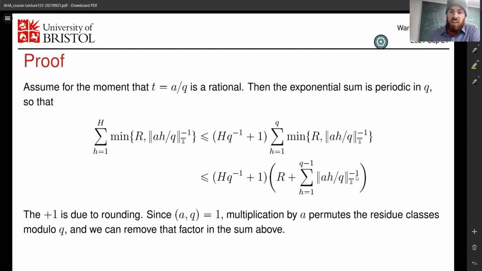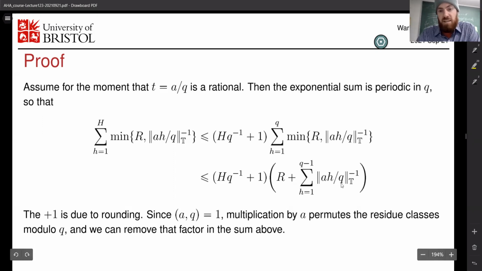Now, the cool observation is that a is co-prime to q, and that means that this sum, I can just take the a out, right, by repermuting the values of h mod q.